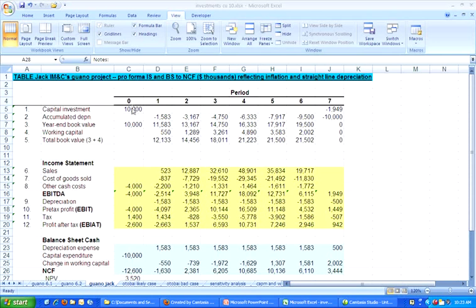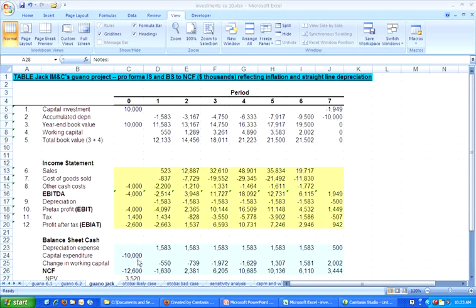And so we have the capital investment shown here as $10 million in year 0. And down here the capital expenditure is shown as a cash outflow of $10 million on a balance sheet account in year 0.